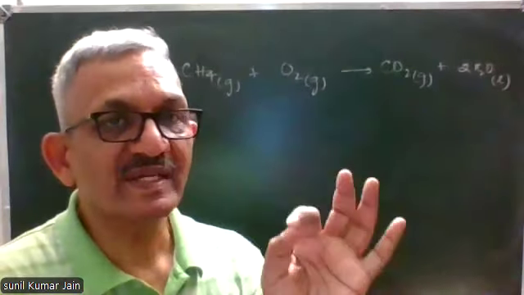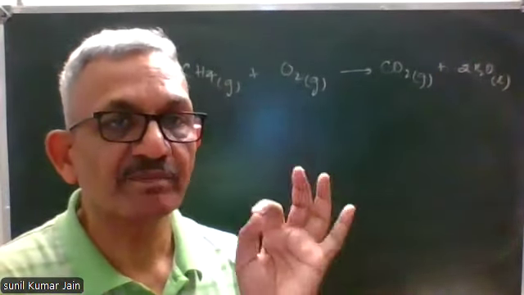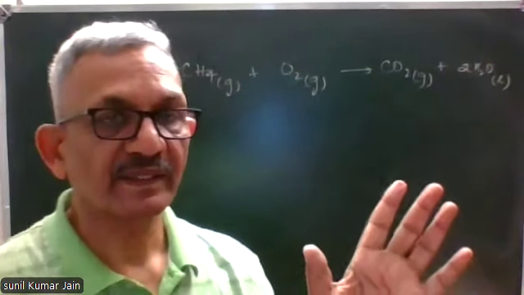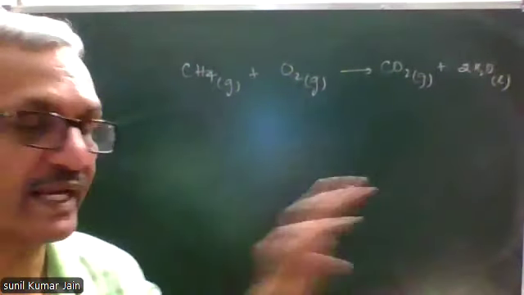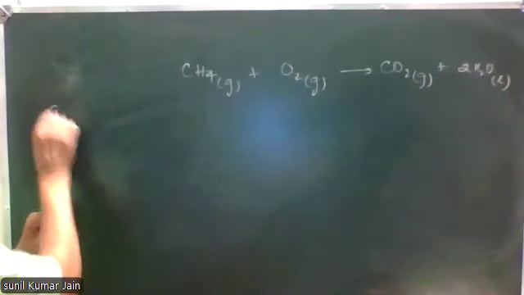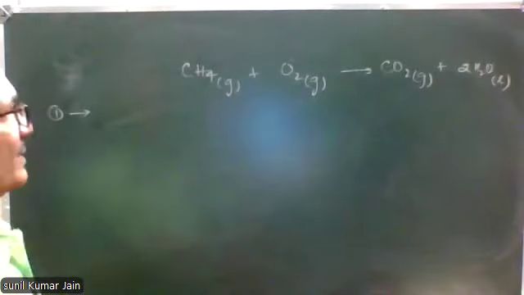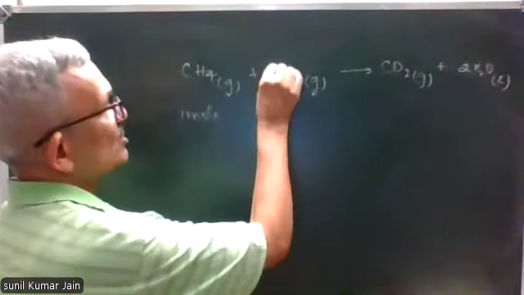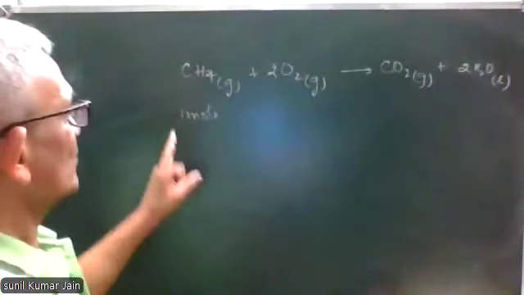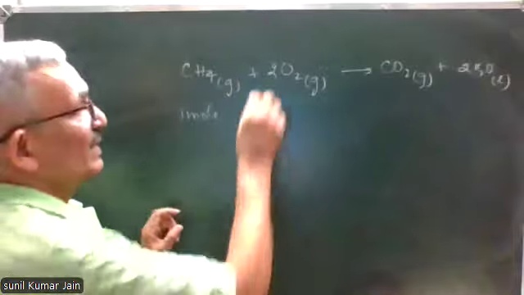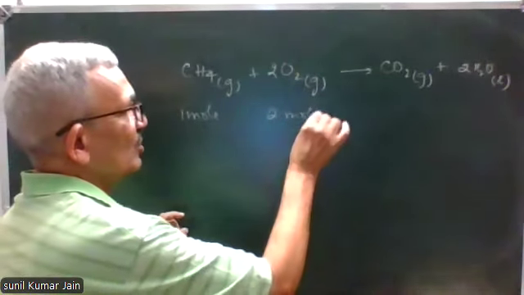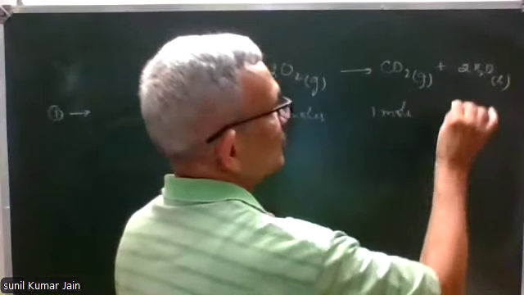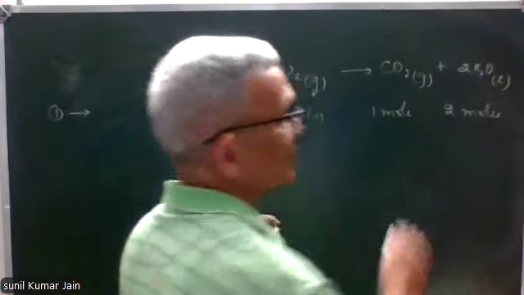Now look, what is the information conveyed by this balanced chemical equation which can be used for calculations? I'll write below each and every reactant and product. One, I can say that 1 mole of methane reacts with, sorry, this is 2O2. So I can say 1 mole of methane reacts with 2 moles of oxygen to produce 1 mole of CO2 and 2 moles of water.